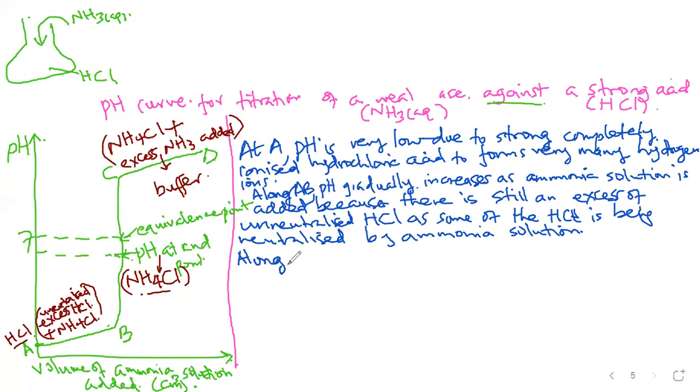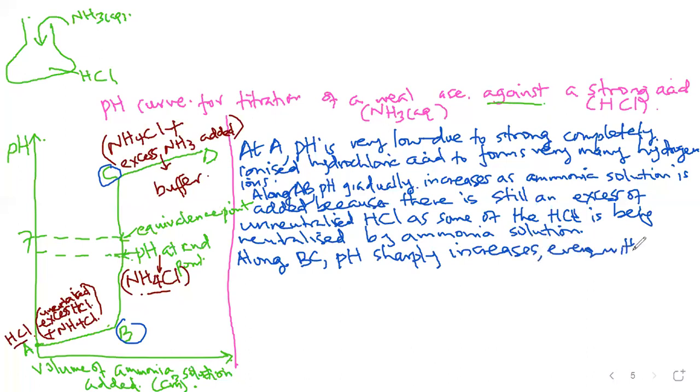Along BC, what is happening? pH along BC sharply increases. It's a very important statement: even with a small volume of ammonia solution added.